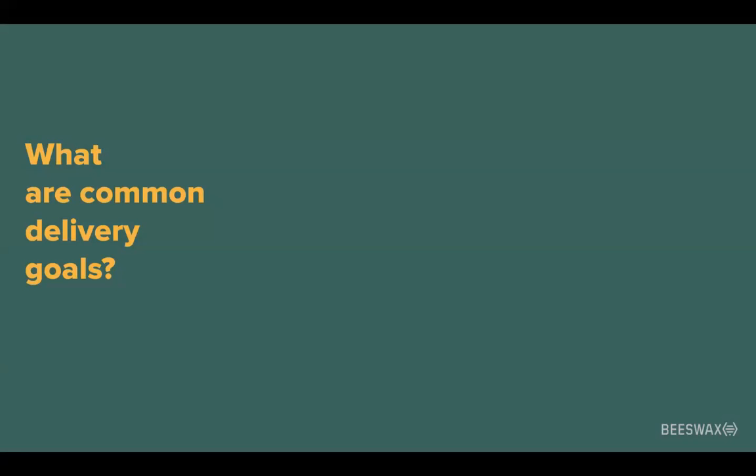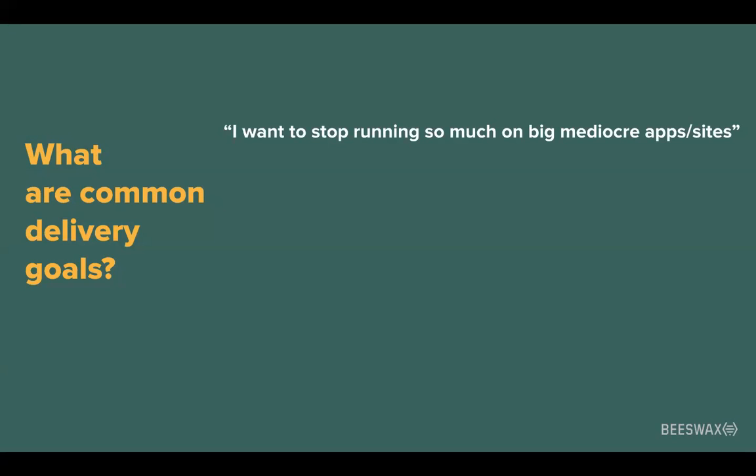So when I say the term delivery and delivery goals, let me just list a few common ones. And I'd encourage you to think about some of the delivery goals that you have as a business and how they might be different. But the stuff we've heard over and over from our customers is something like, hey, I want to stop running so much of my budget on big, mediocre apps or sites. So they're high volume, but they're mediocre in terms of performance. And at the end of the campaign, I look at my reports, and a lot of my spend is on those big, mediocre apps or sites.